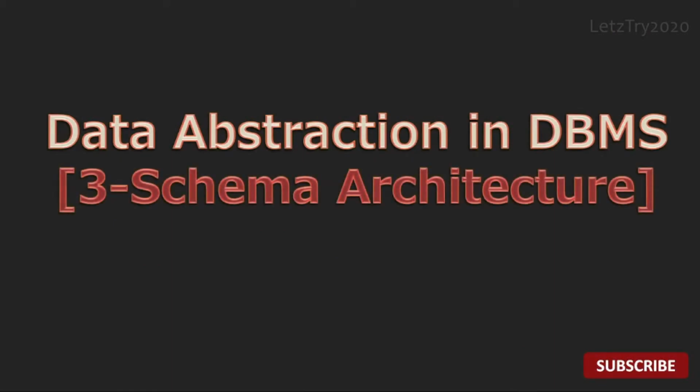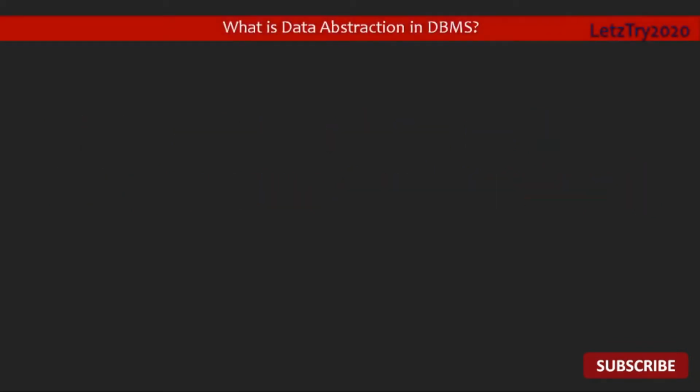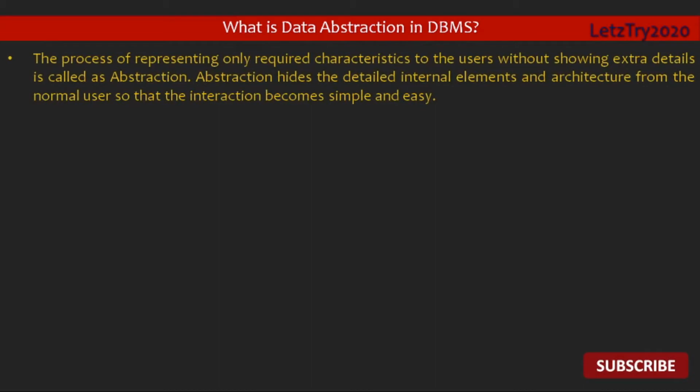Data abstraction in DBMS or 3-schema architecture. What is data abstraction in DBMS? The process of representing only required characteristics to the users without showing extra details is called abstraction. Abstraction hides the detailed internal elements and architecture from the normal user so that the interaction becomes simple and easy.